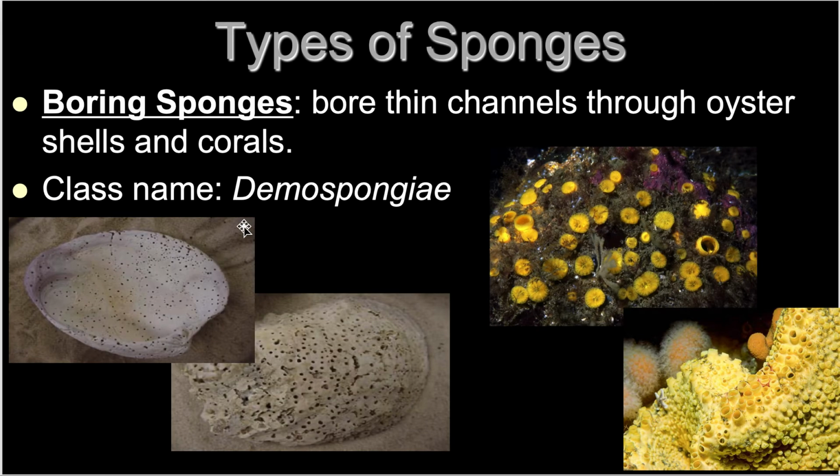All right. Next up is my favorite named sponges, the boring sponges. These guys are not named for being plain and ordinary, but rather they bore thin channels through oyster shells and corals. So if you've ever seen some seashells with a lot of tiny little holes like this, it probably was attacked by a boring sponge. Also, their name is just ironic to me. So anyway, this is a picture of live boring sponges. They're kind of flat and yellow like that.